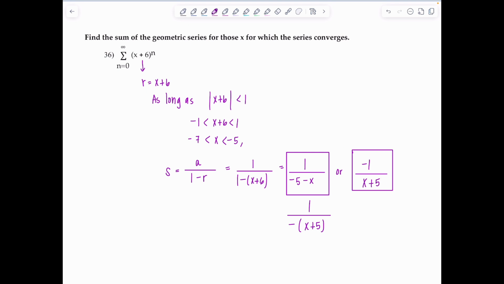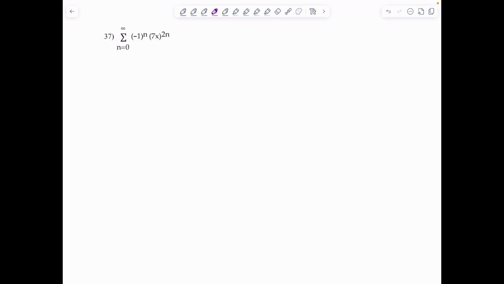All right, last one like this. Find the sum of the geometric series. And I want you to pause the video, try it on your own, see if you can identify r. Okay, so remember a sub n is -1 to the n and then 7x to the 2n. Do you remember how we rewrote that? 7x squared all raised to the n.